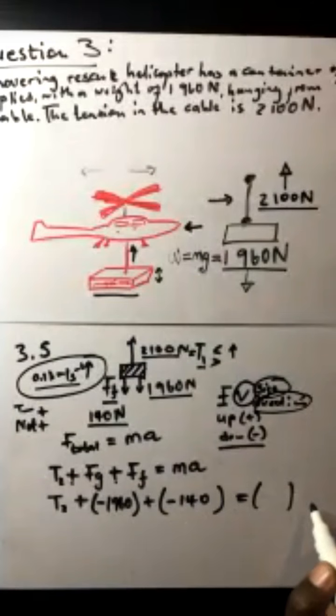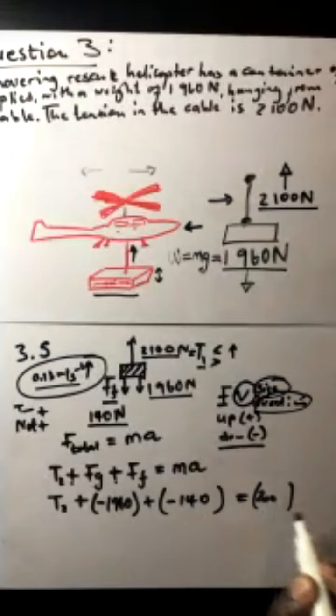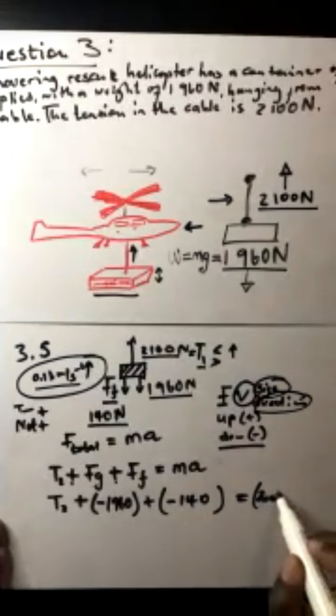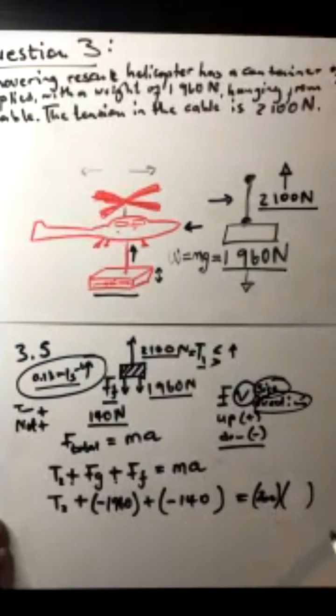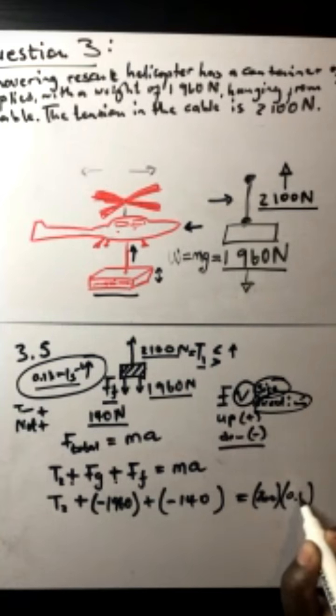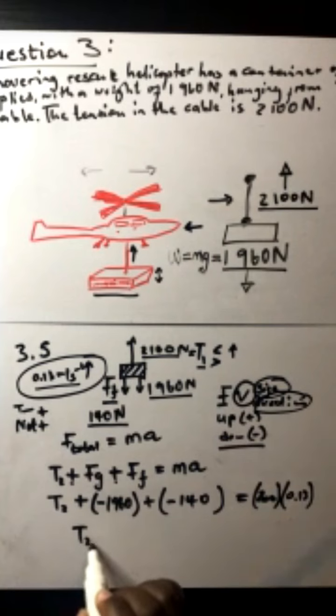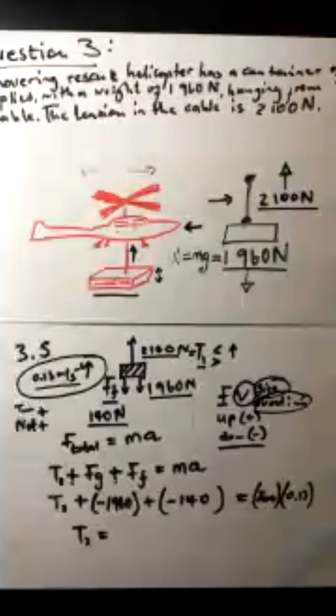Do we know what is the mass? Yes. What is the mass? 200 kg. We calculated it from the previous question, it is 200. Do we know what is the acceleration? Yes, given. So the acceleration is given as 0.13. So obviously you can easily calculate tension number 2.